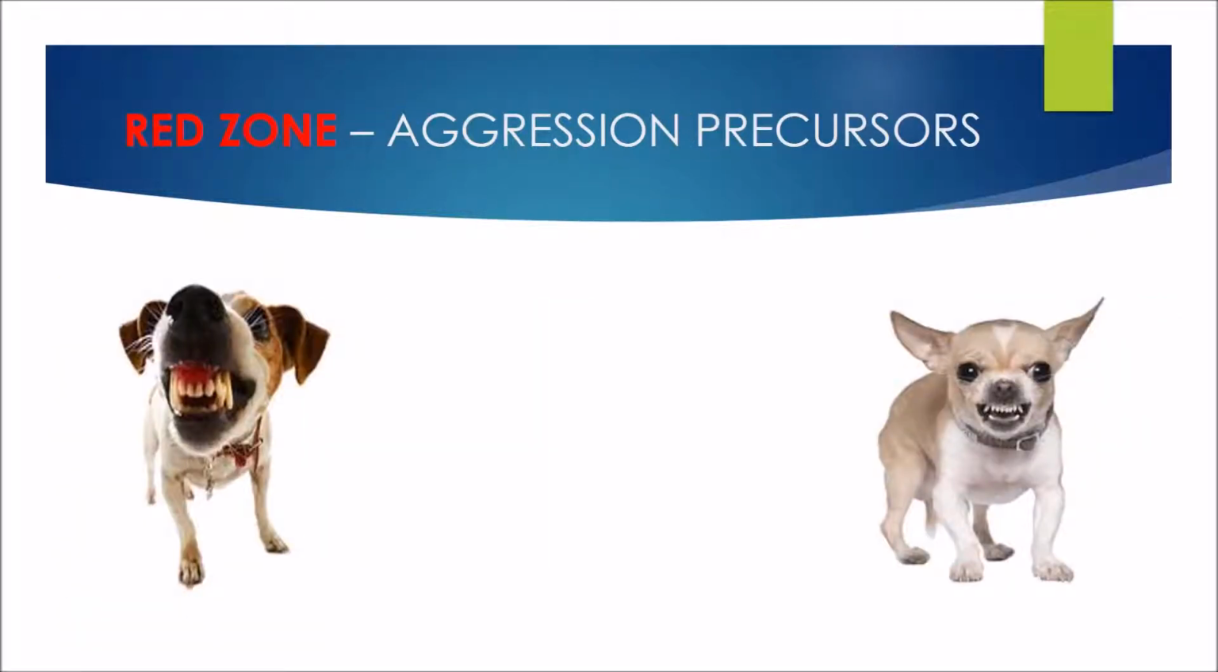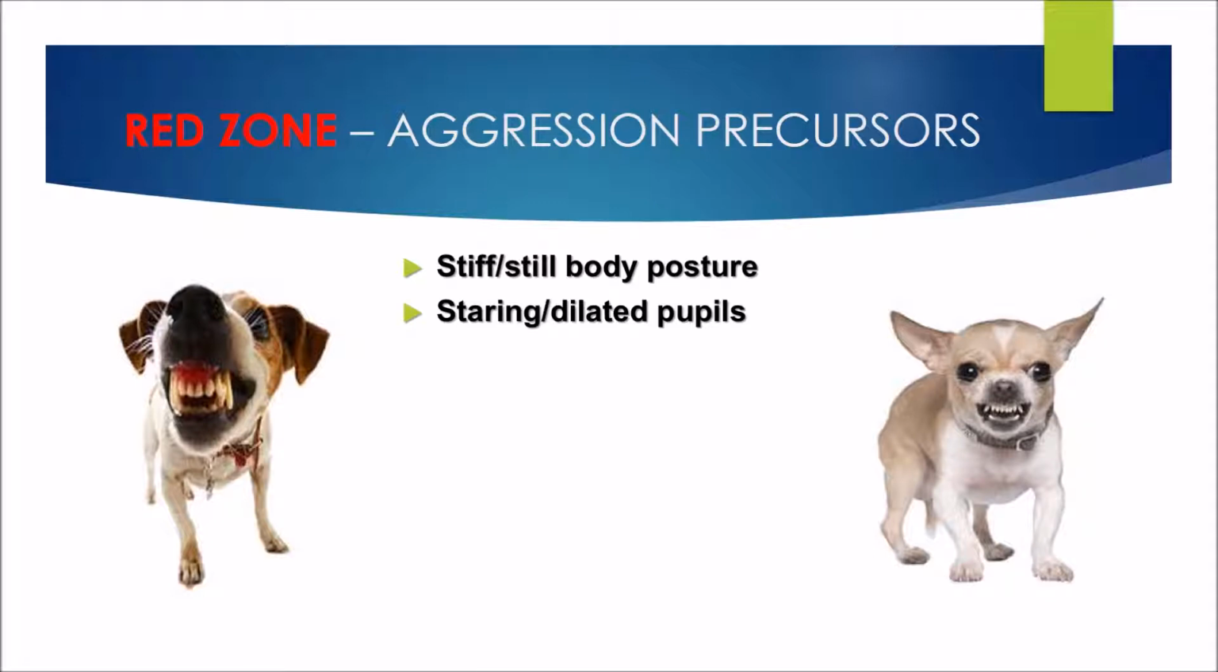Okay, so now we do have the red zone. Hopefully we don't see this with our dogs, but we need to know it's there and be prepared if it does happen. So a few things happen when our dogs get to red zone. First of all, the body becomes really stiff and still, with big staring dilated pupils. The hackles can come up, so this is where the hair will stand up along their back. If you've got a fluffy guy, you'll never see hackles. They've got too much fluff.